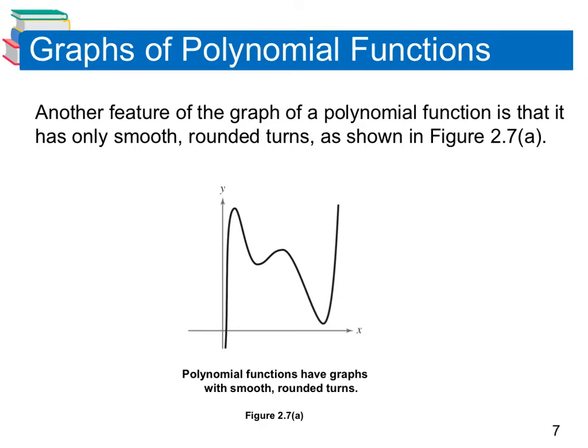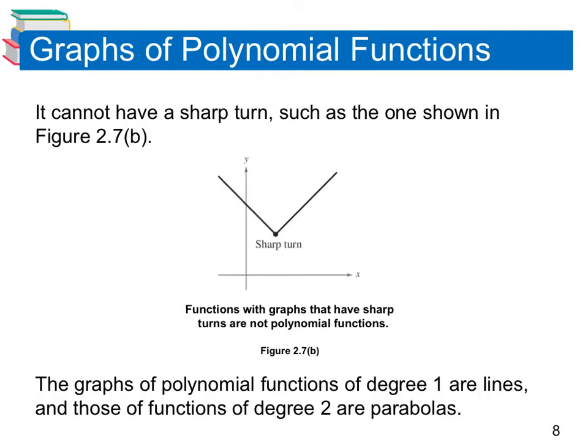Another feature our polynomial graph has to have is it has to be smooth. An example of it not being smooth is on the next slide. It can't have a sharp turn. So if a graph has a sharp turn or an edge, a pointy part, like here we see this has an edge to it, then it is not a polynomial function.